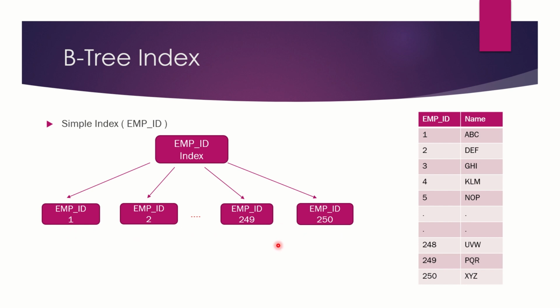And when you fire a query, say select name from employees where employee ID is equal to 250, it will directly go to the employee ID is equal to 250 because of the index entry being created, and it will directly fetch the name XYZ for the employee ID 250.